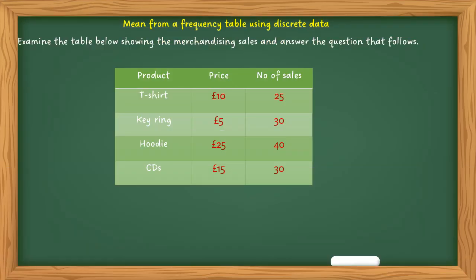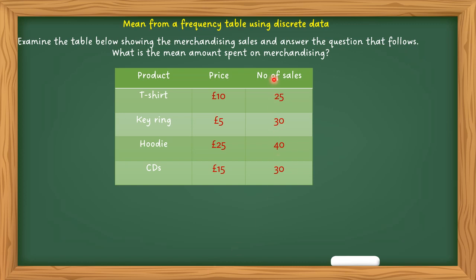Now this brings us on to frequency tables and how to calculate the mean, right? This is an area over the last 3 or 4 years I've been monitoring, and most students get it wrong because they don't understand how it works. All right, so examine the table below showing the merchandising sales and answer the question that follows. What is the mean amount spent on merchandising?